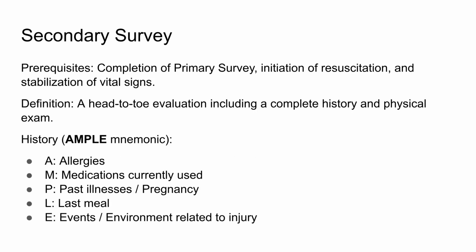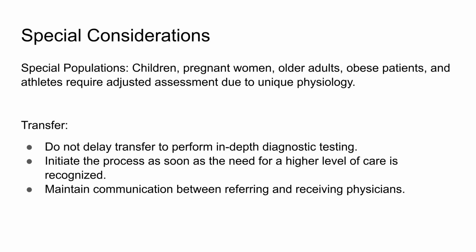The secondary survey is a head-to-toe evaluation and complete history performed after the primary survey and stabilization. The AMPLE mnemonic helps gather essential historical information. Special populations require adjusted assessment. For transfer, initiate the process promptly when higher care is needed. Do not delay transfer for in-depth diagnostic testing and maintain good communication.